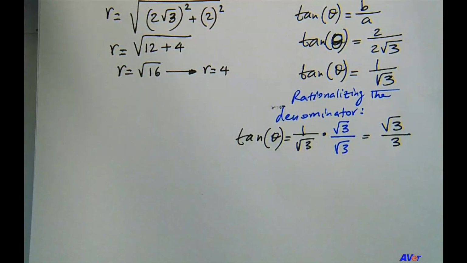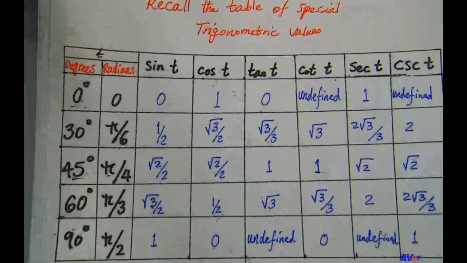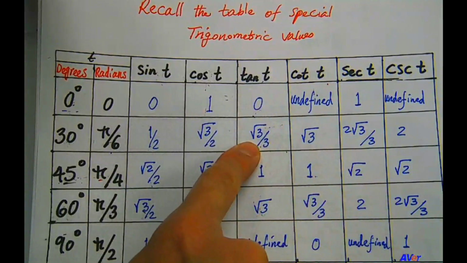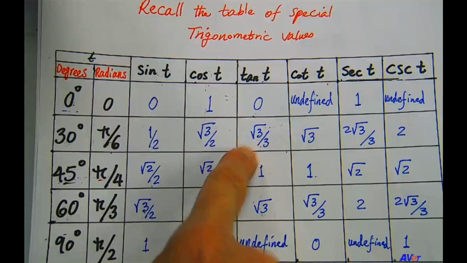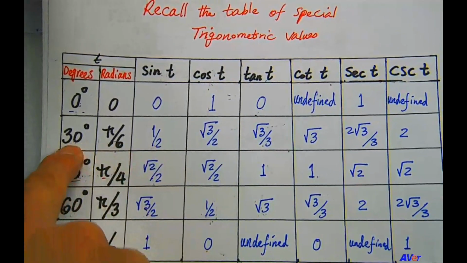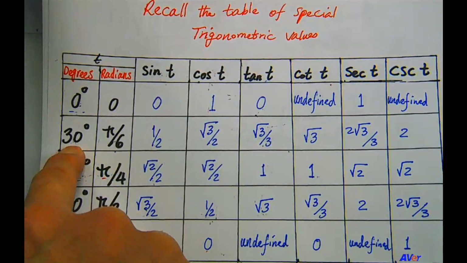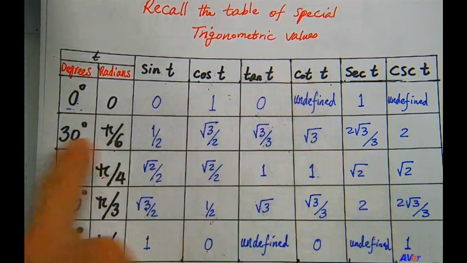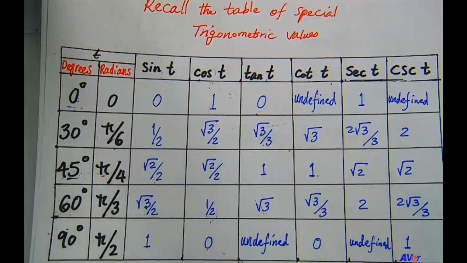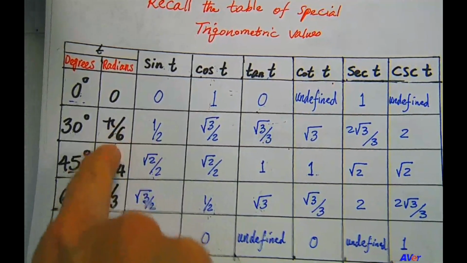Well, let's see. Bringing back the table of special trigonometric values. For the tangent, do we have square root of 3 over 3? Yes, we do. Which angle is that associated with? With pi over 6, or 30 degrees. So tangent of pi over 6 is square root of 3 over 3, which means our theta is pi over 6.